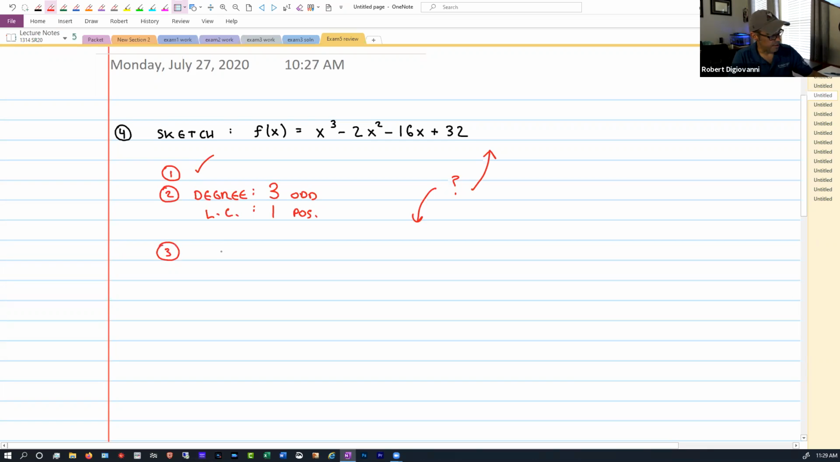Now I need x-intercepts. So I've got to set this thing equal to 0 and try and factor. So first step of factoring is GCF. Do I have a greatest common factor here? I don't. Right? There's nothing that comes out of all of them.